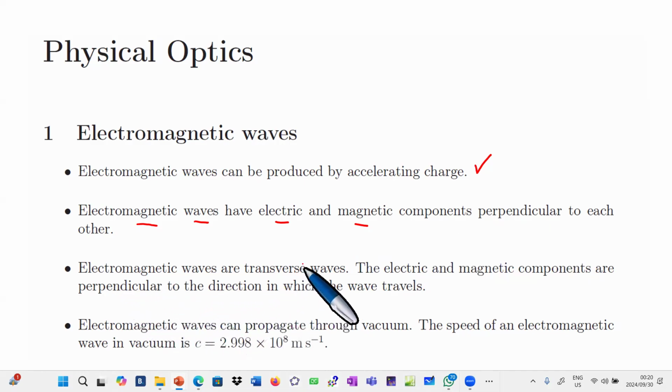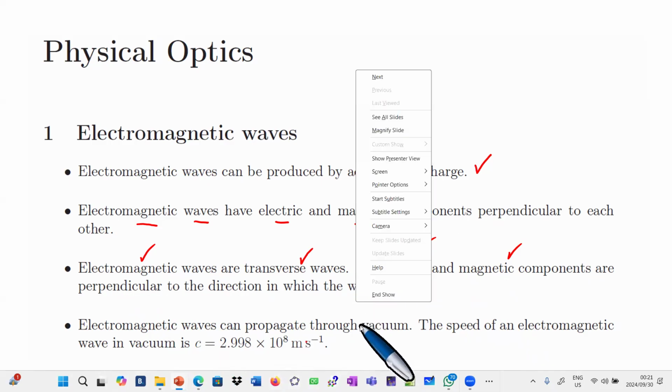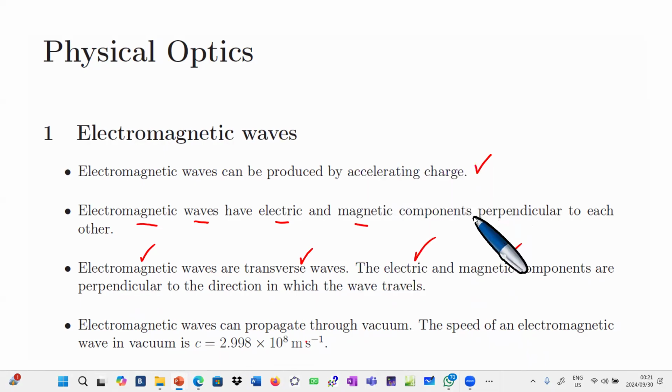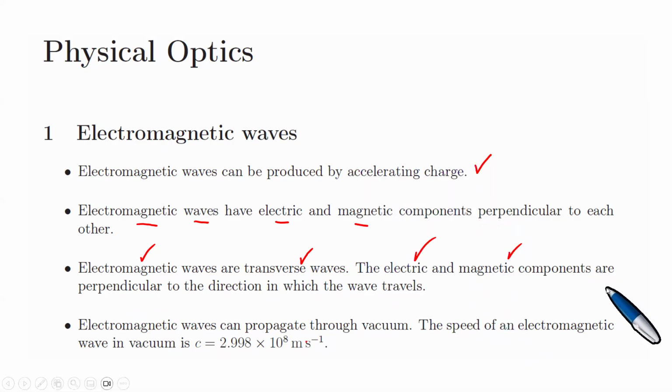Electromagnetic waves are transverse waves. The electric and magnetic components are perpendicular to the direction in which the wave travels. So you have that these electromagnetic waves are transverse waves, but the electric and magnetic components are perpendicular to the direction in which the wave travels.